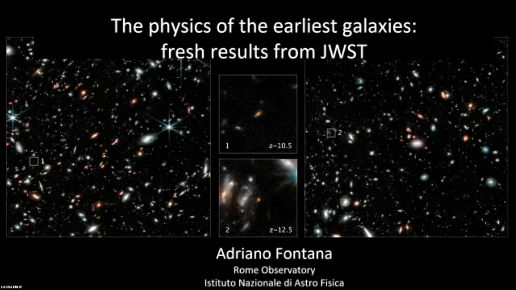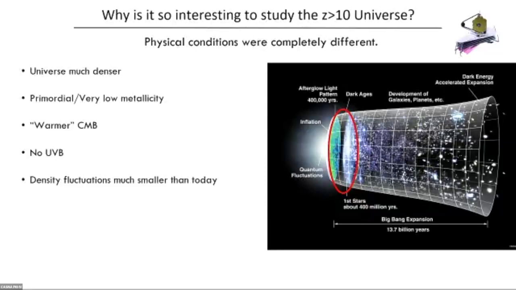Let me show you a couple of fresh results from James Webb, and I will build on the excellent review that Sandro just did to go quickly on the motivation. Let me try to explain the overarching goals we have in mind when we search for and study the high redshift universe. And when I speak of high redshift, I refer to redshift greater than 10.